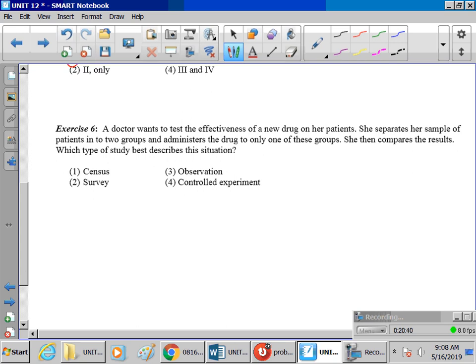Well, we just talked about this. This is a controlled experiment. It's a very good example of a controlled experiment. All right? So, in other words, it's not going to be a census. We're not surveying people. We're not observing, and even though we are observing, this is called a controlled experiment. So when you get a question like this, have a 10-second dance party because that's as easy as it gets.